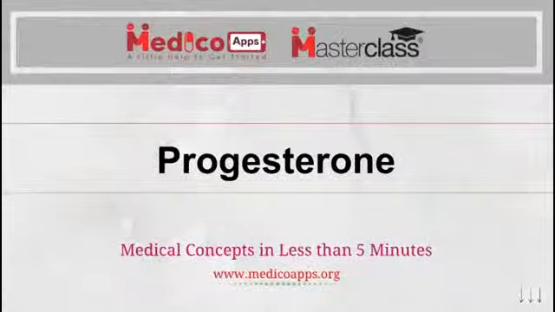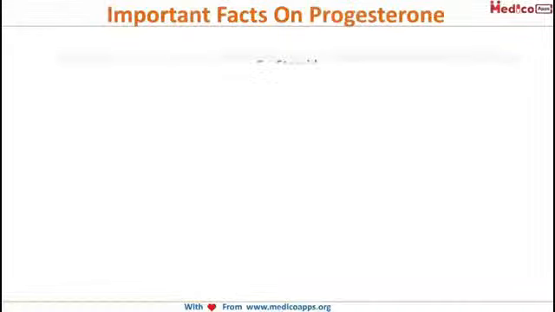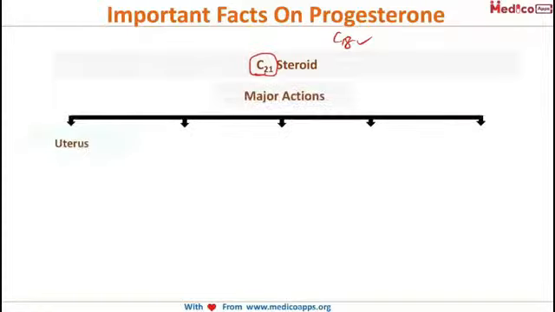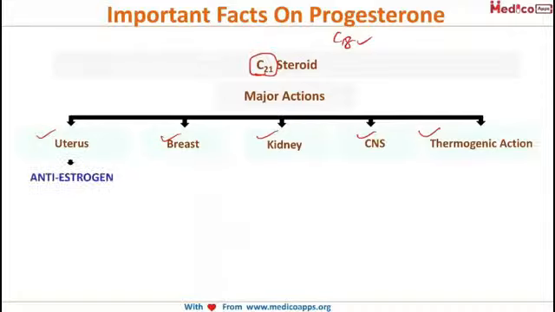With that note, let's proceed to progesterone. Now, like estrogen, progesterone is a C21 steroid. Estrogen was C18, right? Progesterone is C21 and its major actions are on the uterus, breast, kidney, CNS and it also has a thermogenic action. Now, let's see what it does to the uterus. It is an anti-estrogen hormone. Simple, right? So, it will reduce the excitability and the contractility.